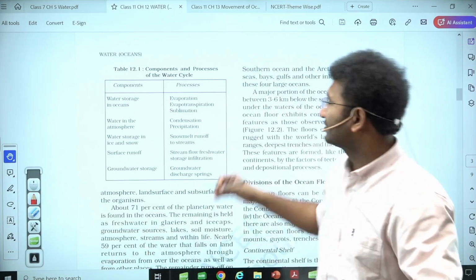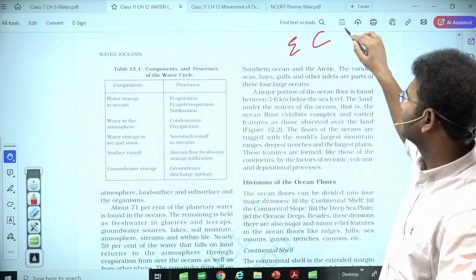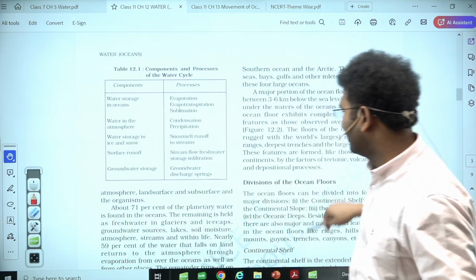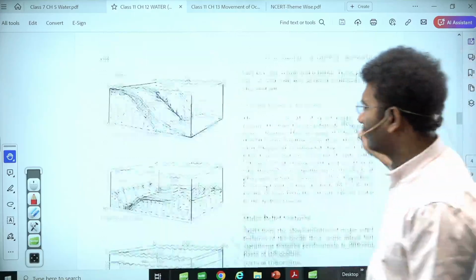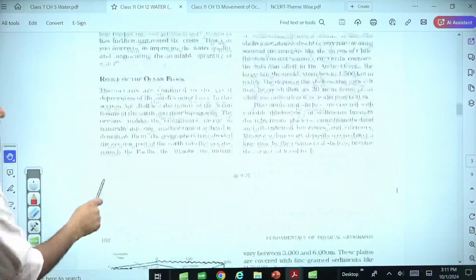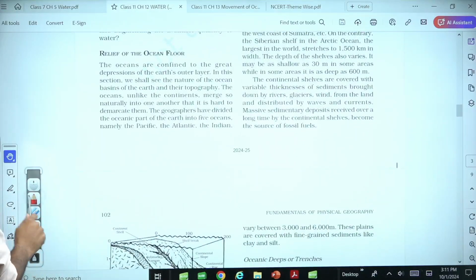So there is a process of evaporation, there is a process of condensation, there is a process of precipitation, right? These are the three processes that are involved. Now here you need to know about the divisions of the ocean floor. Now let's quickly come to the topic of divisions of the ocean floor, that is relief of the ocean floor.